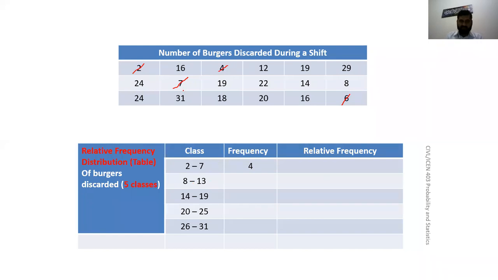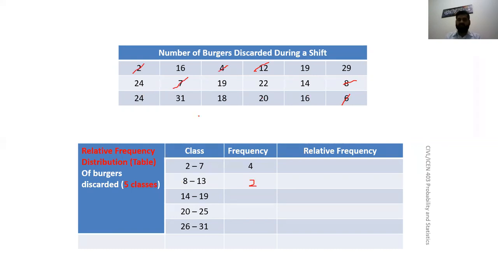Now from 8 to 13. 8 to 13. 1, 2, 2 only, right? 8 to 13, 2. So I got 2 here. So similarly, you can fill out all of them.